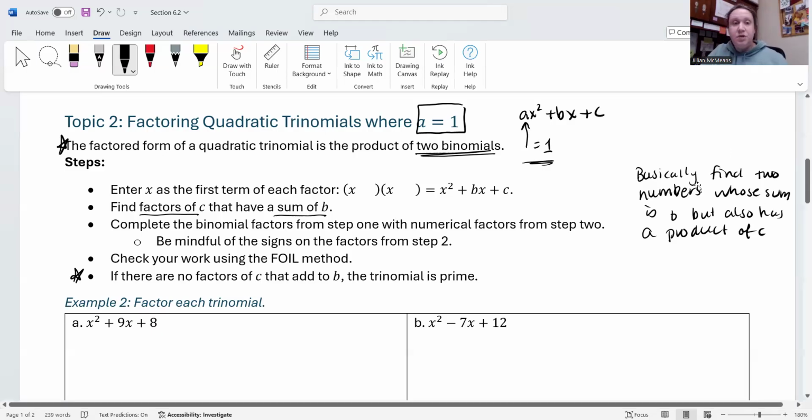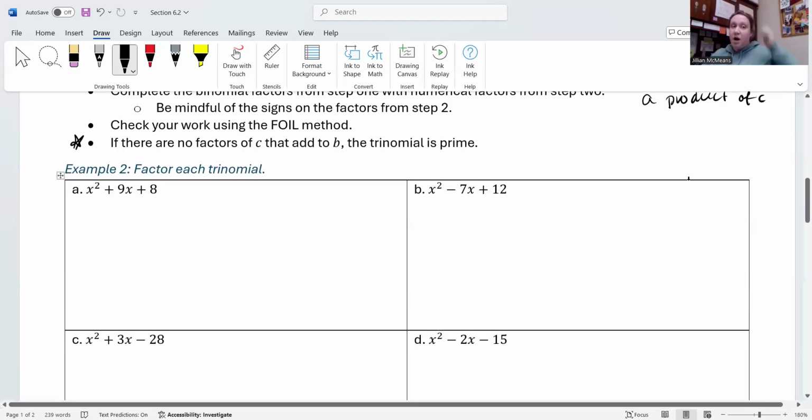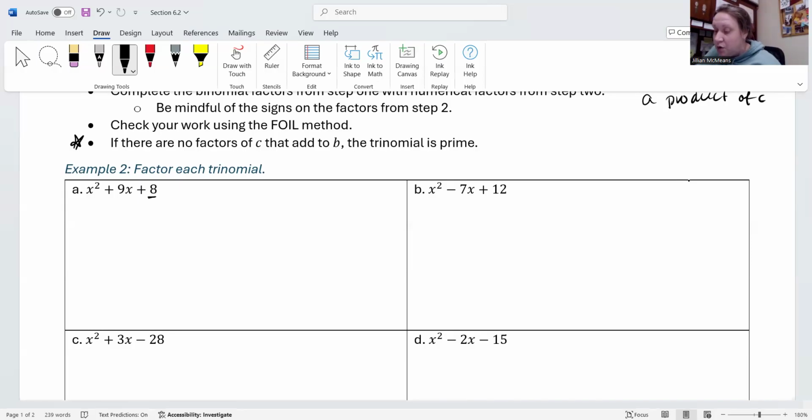Okay, so for example 2, it says factor each trinomial. For part A, we have x squared plus 9x plus 8. Now, we're looking for numbers that multiply to give us c, but simultaneously add to give us b. So we're going to start breaking down c, the constant, as pairs of factors. Now, there's two ways to get a positive product. We can have a positive product when we multiply two positive numbers or when we multiply two negative numbers. Keep that in mind. So numbers that multiply to give us 8 would be 8 and 1, or we could have -8 and -1. We could have 4 and 2, or we could have -4 and -2.